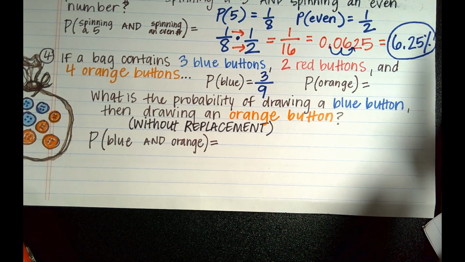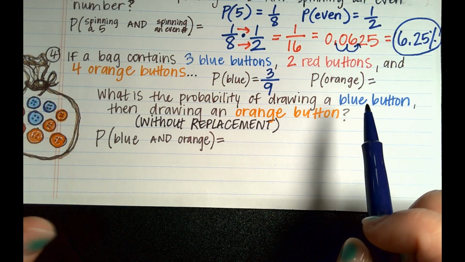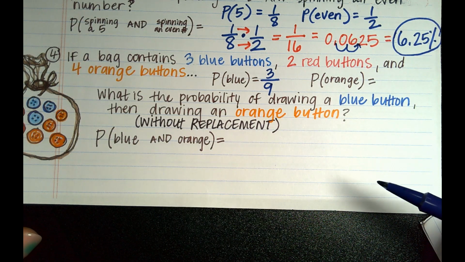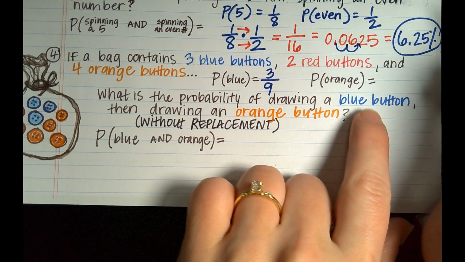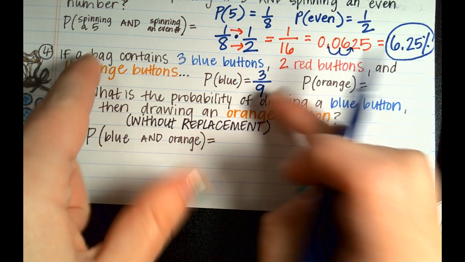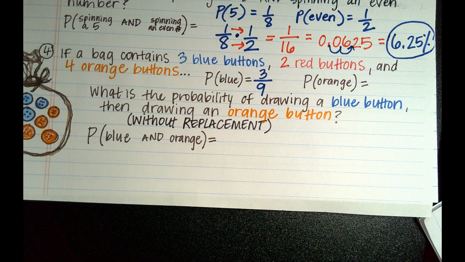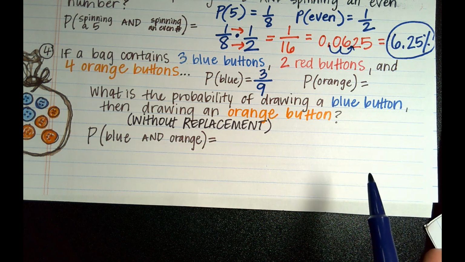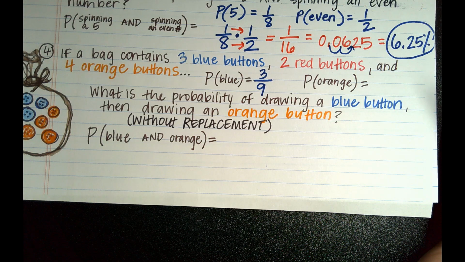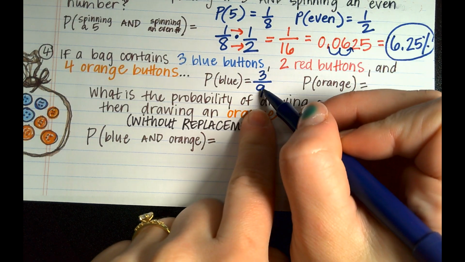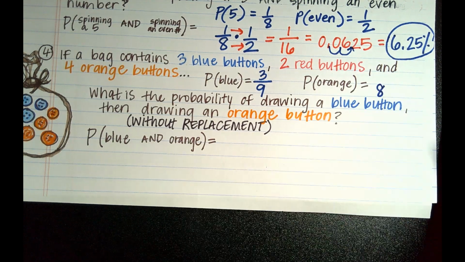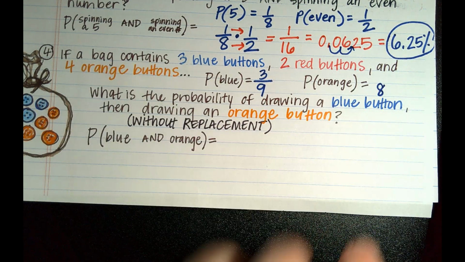Now, what is the probability of drawing an orange button? Yeah. So it would be 4, and there were 9 total. But if I took a blue button out, how many total do we have left? We have 8 left now because we did not replace that button. We didn't put it back in the bag. So that total does not stay 9. Now we have 8 total. And there's 4 orange.